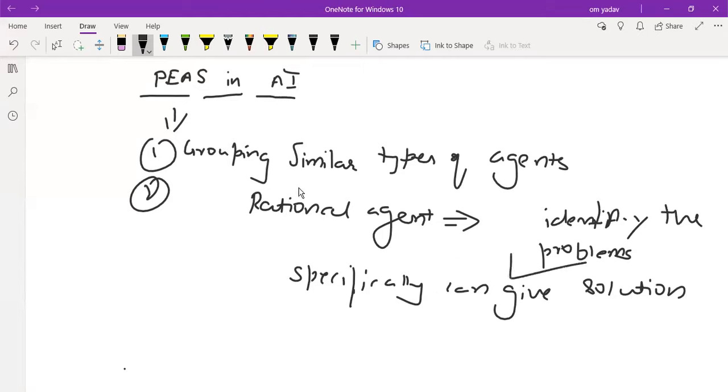So first thing, it is used for grouping similar types of agents. Second thing, it is required for designing a rational agent, which can identify the problems and specifically give the solution for that particular problem. Now let's see, what do you mean by PEAS?